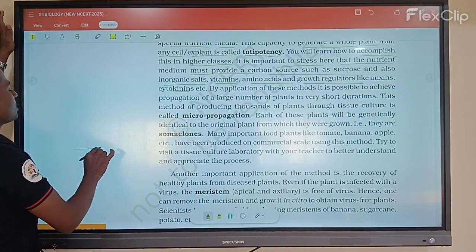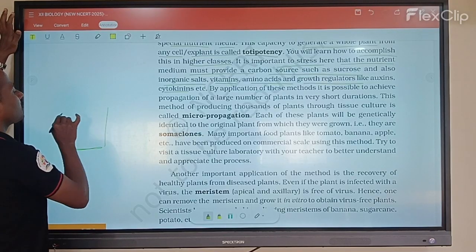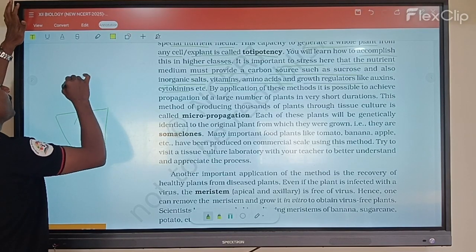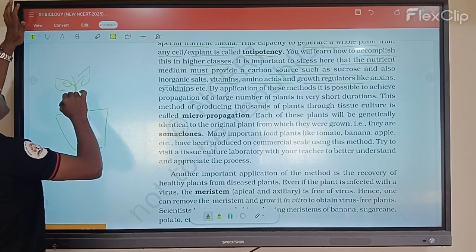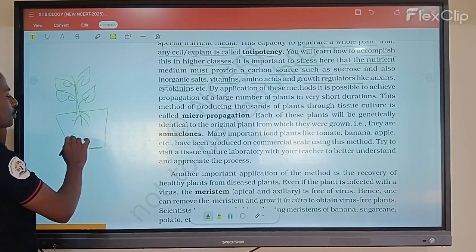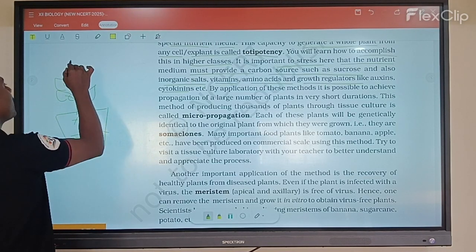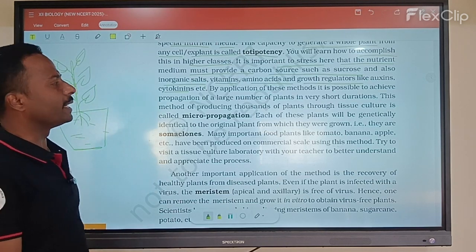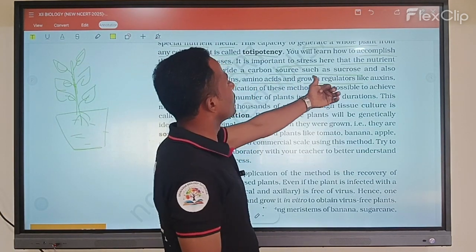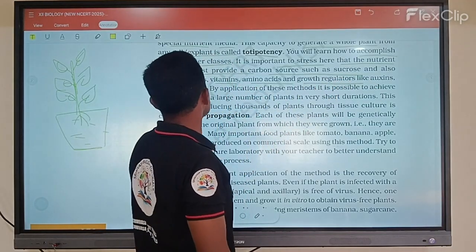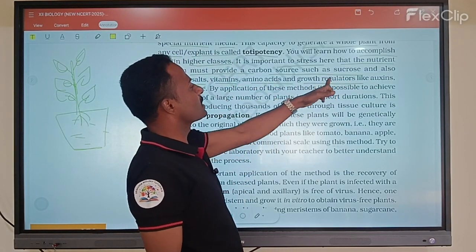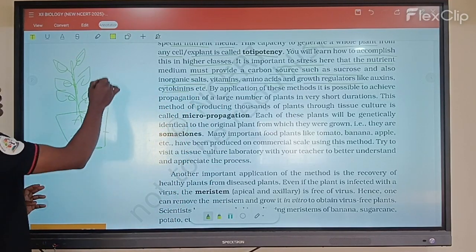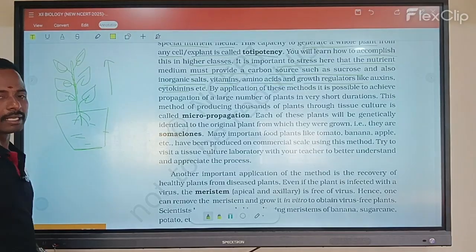So if you want to grow a plant artificially and get it completely grown, we require some medium. What is that? We completely require sucrose, inorganic salts, vitamins, amino acids, and plant growth regulators like auxins and cytokinins. These are completely required. Only then does the plant grow.